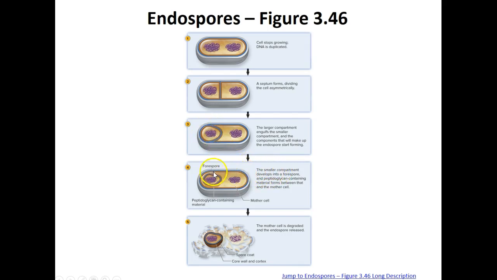The smaller compartment next develops into what's called a forespore. It has a special unique covering, primarily composed of additional layers of peptidoglycan, and this ultimately reinforces the outer lining of that endospore, allowing it to be more resistant to those outside influences. The mother cell is going to be degraded due to the lack of nutrients. Ultimately, it dies, but the spore, along with its spore coat, are still going to be there, and ultimately the genetic information is preserved so that if the environment becomes favorable for growth again, that spore can ultimately germinate and become vegetative.